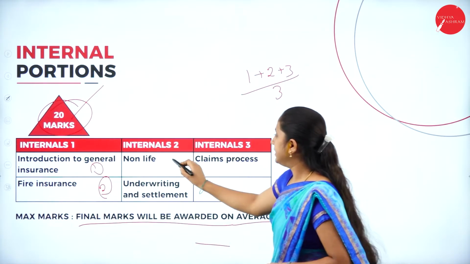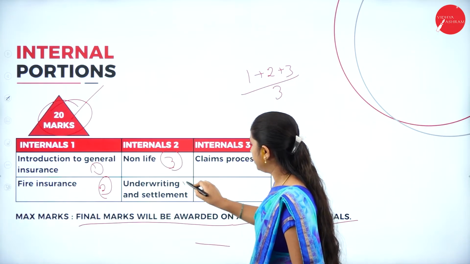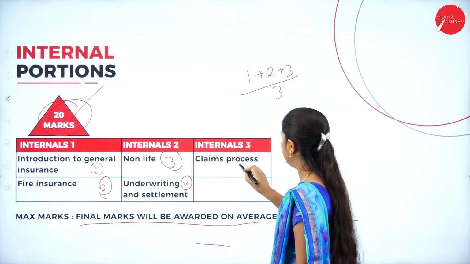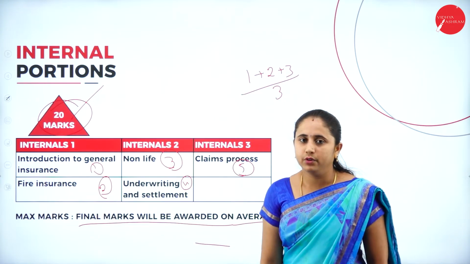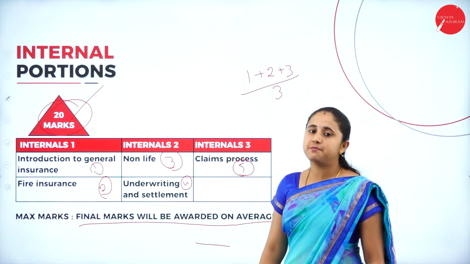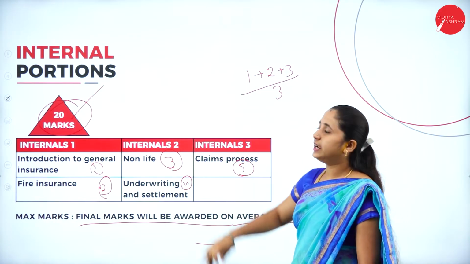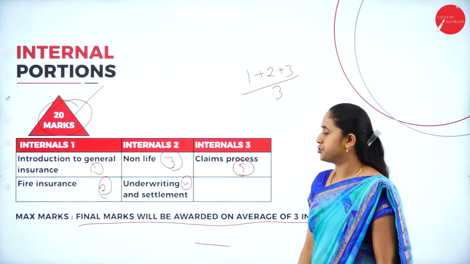And for the second internal, Unit 3 and Unit 4. And for the third internal, Unit 5. So in order to score 20 marks, you need to attend all the 3 internals. So this is all about the internals and internals portions.